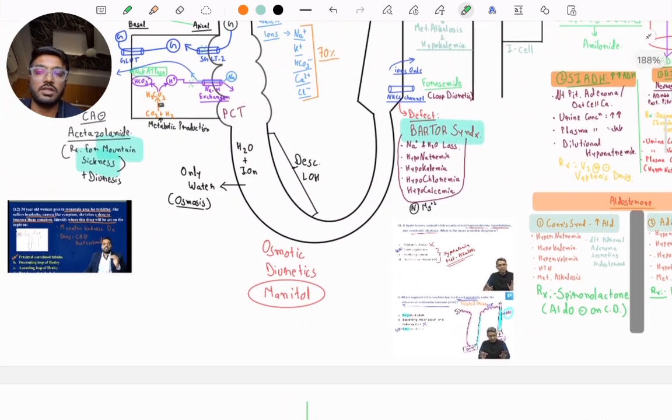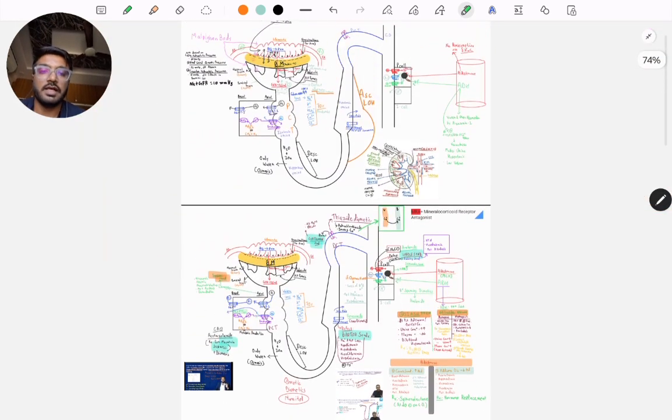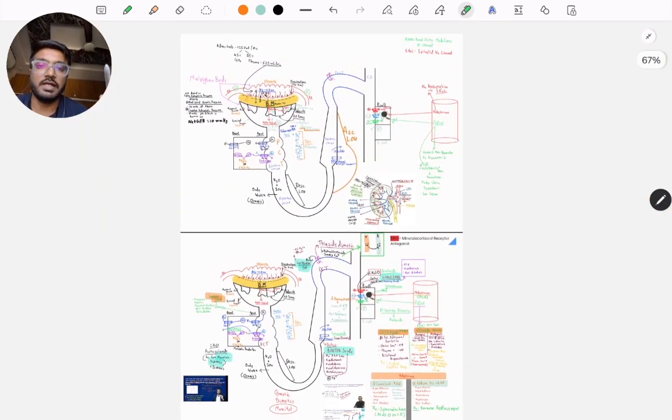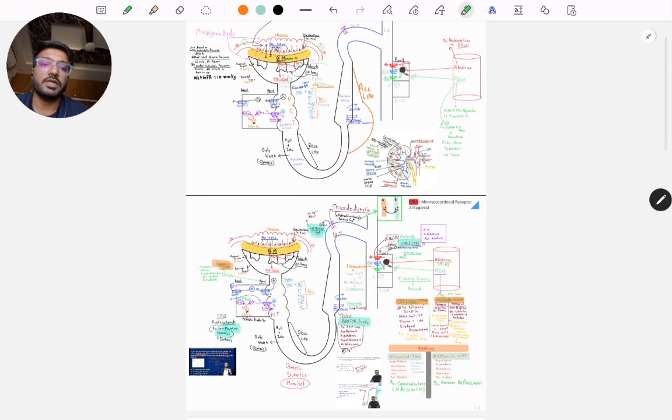And there were 3 questions which were asked from this diagram. This was only in one diagram, but to simplify, I kept the physiology portion separate and the patho, pharma, medicine separate. This was all for this video.